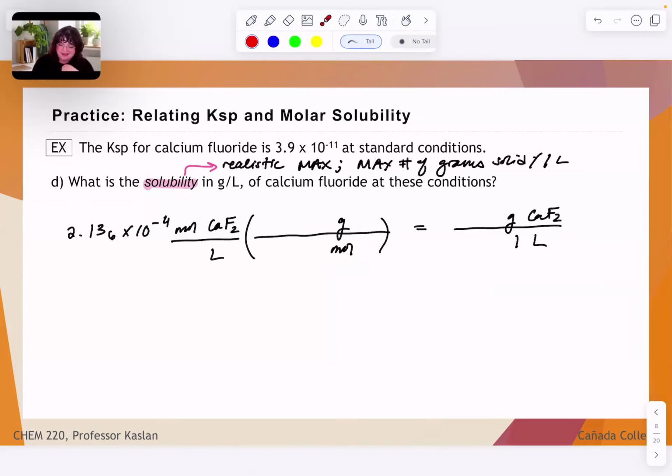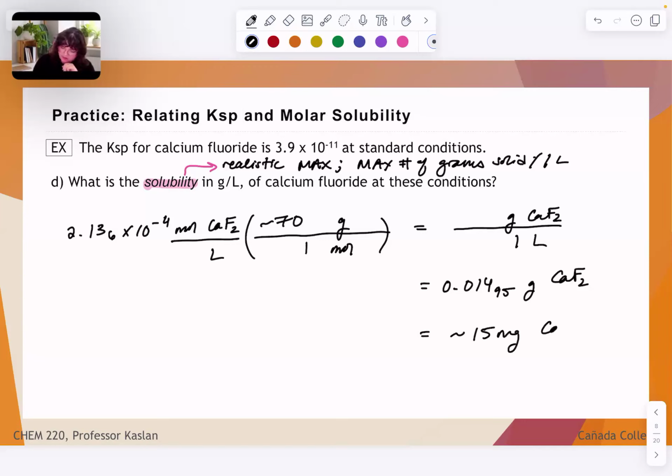That's molar mass. So if I take my molar solubility and multiply by my molar mass here, which is approximately 70-ish grams, then I get 0.01495 grams of calcium fluoride per liter. If you use the non-approximate molar mass, I think you get around, with rounding, 16 milligrams, which is what I'm going to do here. This is approximately 15 milligrams of calcium fluoride per liter.